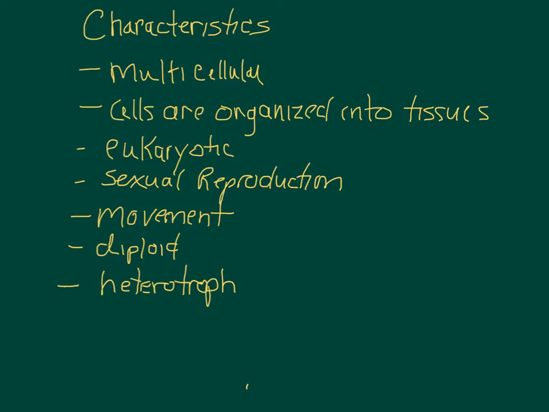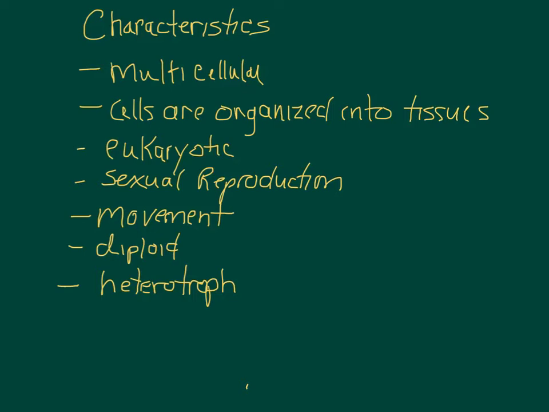Most animals are diploid. The terms diploid and haploid are used to describe how many copies of genetic material are contained within a cell. In a diploid cell, there are two full sets of the cell's genetic material. In a haploid cell, there's only one full set of the cell's genetic material. Most animals are made up of diploid cells.